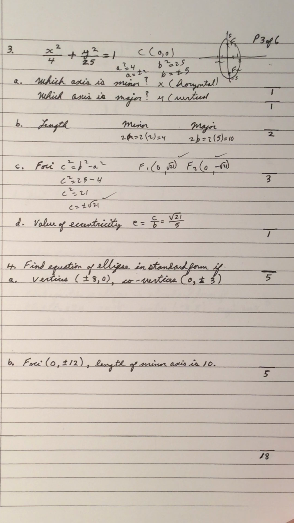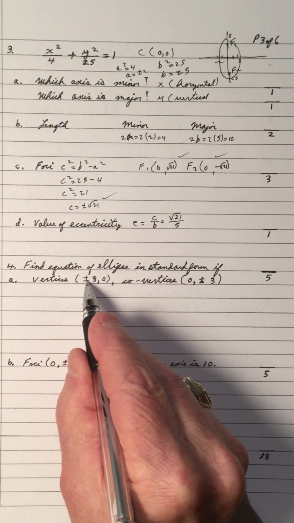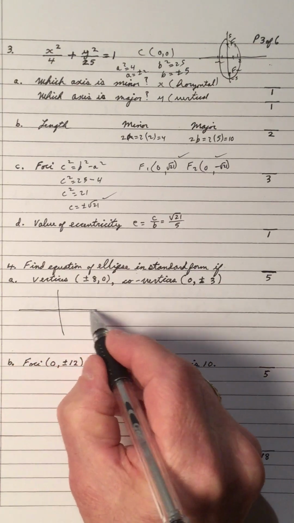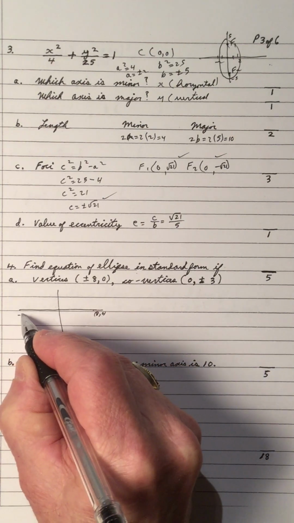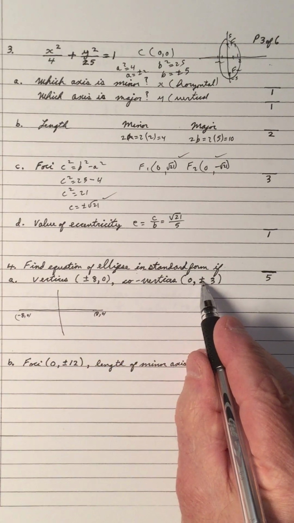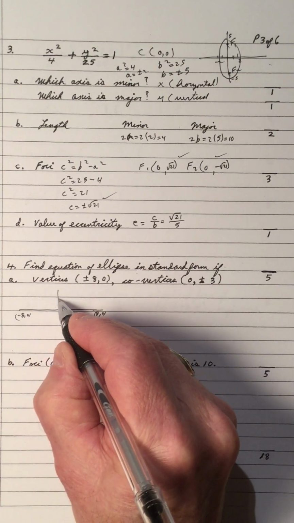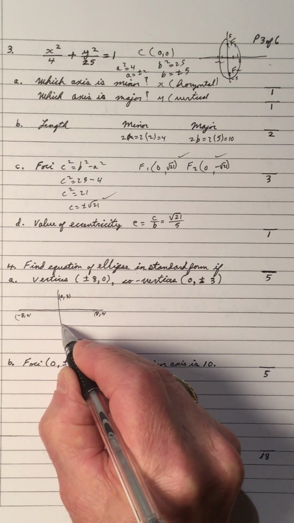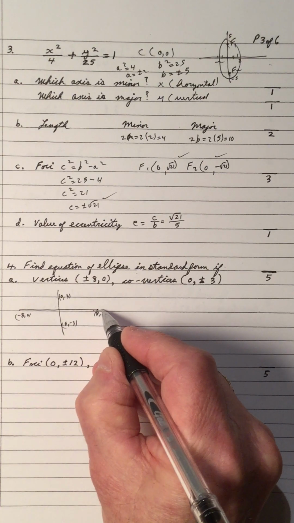Find the equation of the ellipse in standard form. You got vertices of plus or minus 8. So let's have a check at that. Vertices are on the major, so that's (8, 0) and this is (negative 8, 0). And the co-vertices are (0, 3) and (0, negative 3). So this is (0, 3), x is 0, y is 3. And right here we have (0, negative 3). So the ellipse is going like this.